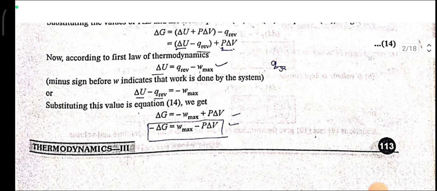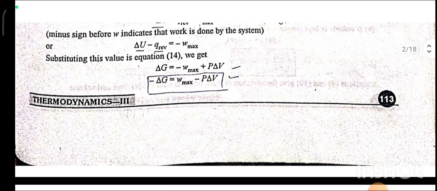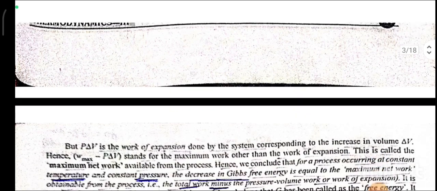Now according to the first law of thermodynamics, delta U is equal to Q reversible minus W max. The minus sign before the W indicates that the work is done by the system, or delta U minus Q reversible is equal to minus W max. Substituting this value in equation 14, we get delta G is equal to minus W max plus P delta V. Delta G is equal to minus (W max minus P delta V).